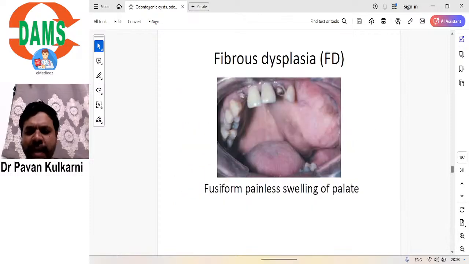Moving on to fibrous dysplasia, this is a very important clinical image where you can see typically there is a lesion, a swelling on the palate, and that too unilateral. You can see it typically on one side of the palate, and it is a fusiform swelling. Fusiform means the swelling is not uniform in size. In the center it is very wide. That is called a fusiform swelling, and that swelling will be painless. So this is a very characteristic image that you have to remember about fibrous dysplasia, where there will be a fusiform swelling of the palate.